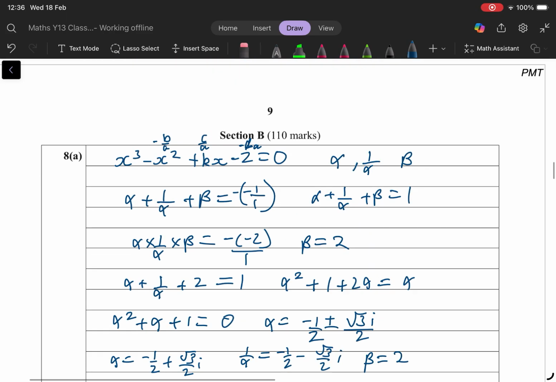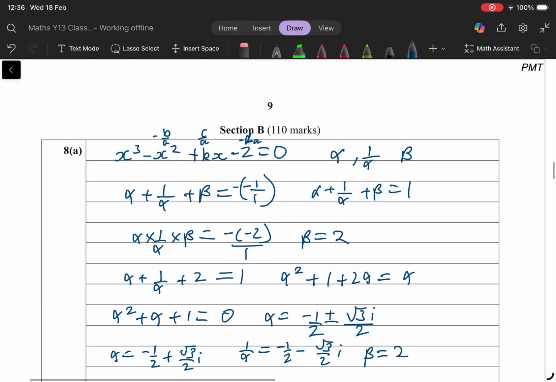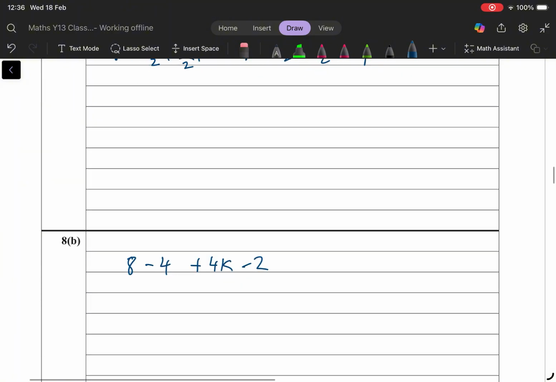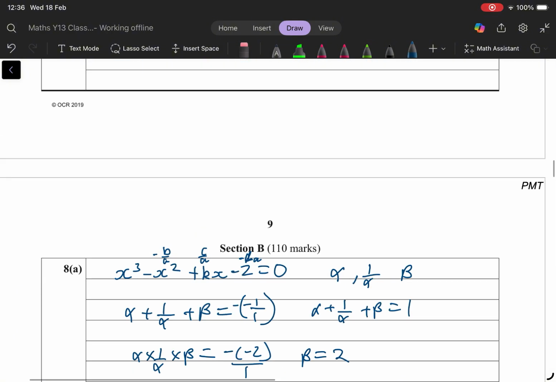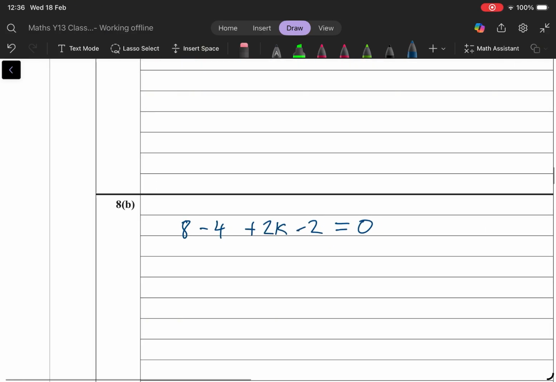So 8 minus 4 plus 4k, and then minus 2. Sorry, that is 2k equals 0. So that's going to be 4 minus 2, 2 plus 2k equals 0. And then so k equals minus 1. Let me just check that works out. So 4 minus 2 minus 2, yeah, okay.